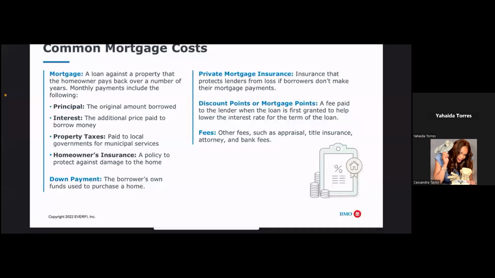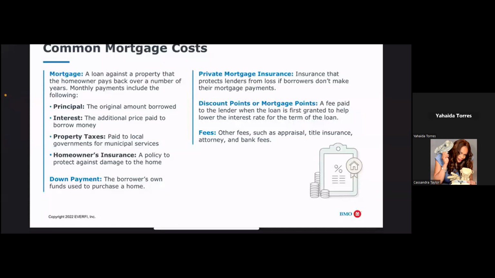And what you're paying for to get that. Property taxes are paid to your local government or municipality, just depending. If you are charged property taxes and homeowners insurance, you might also pay private mortgage insurance, which is PMI. All of these costs are associated with and included in a monthly mortgage payment.